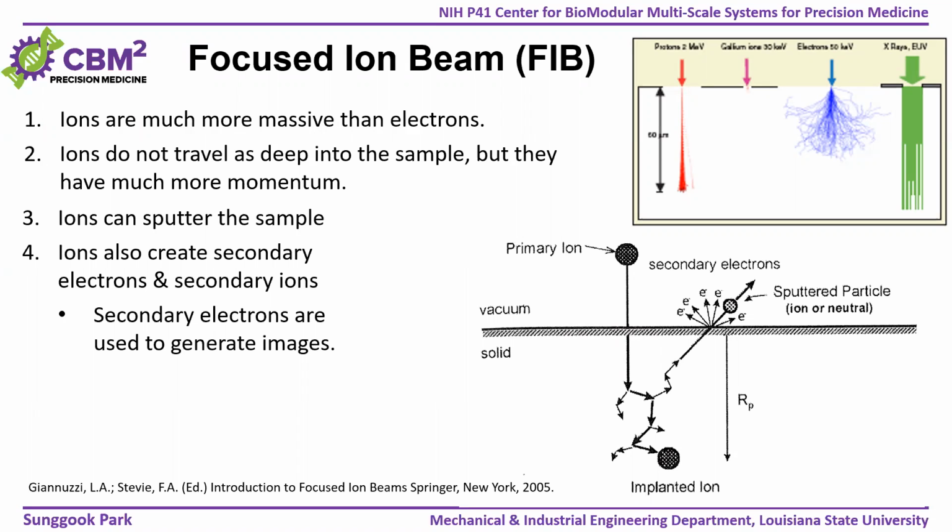Again, that shows the penetration depth of different beams. These are photons, gallium ions, electrons, and X-rays. You can see the gallium ion, even with a high energy, 30 kilovolts, I think, only affects the top surface. Instead, it removes the material. Basically, ions will sputter the material, and then you raster scan and make the patterns that you want to make.